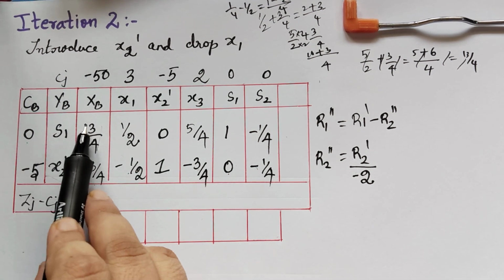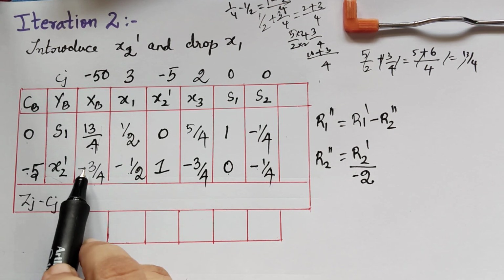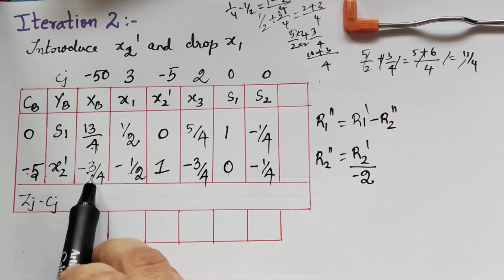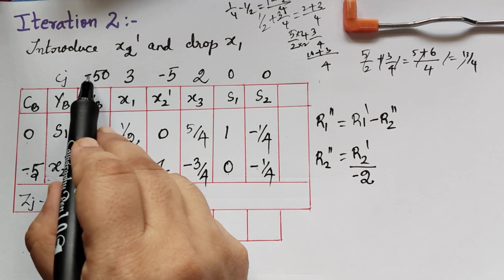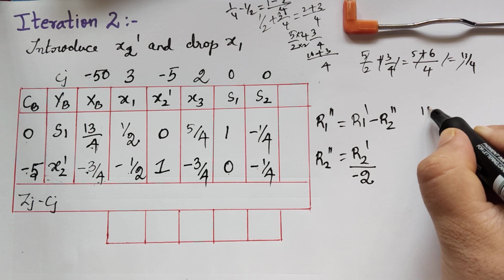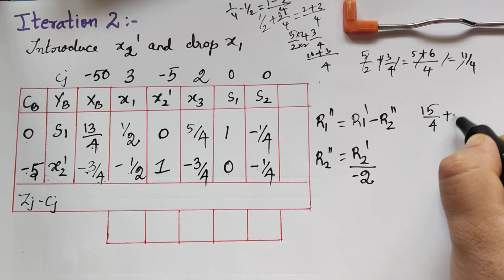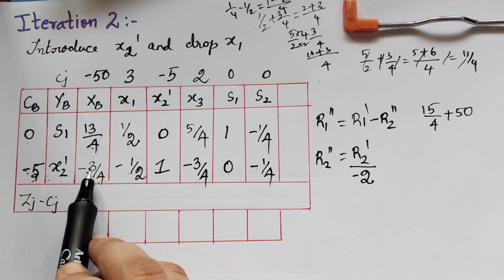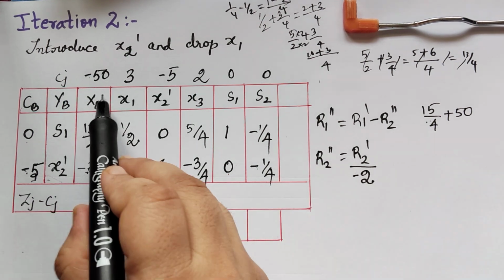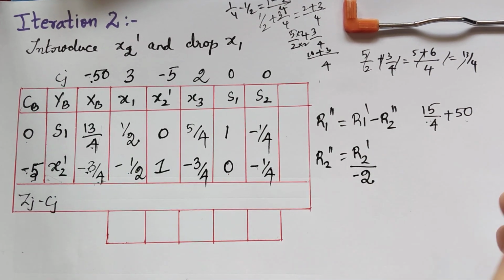Now if you see, 0 into 13 by 4 is 0. Minus into minus plus 5 into 3 by 4, which is 5 3s are 15, so 15 by 4 minus of minus 50, which is plus 50. So it will be 15 by 4 plus 50.